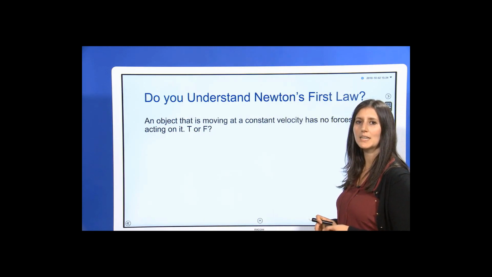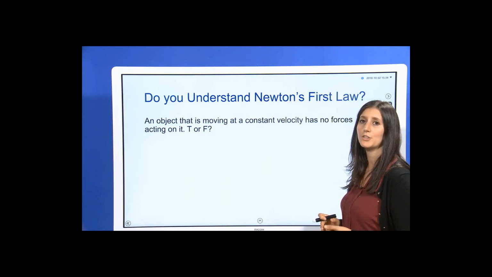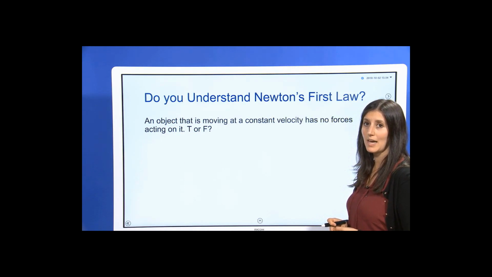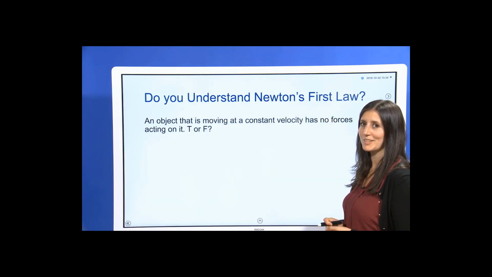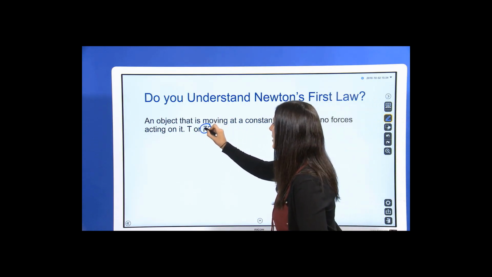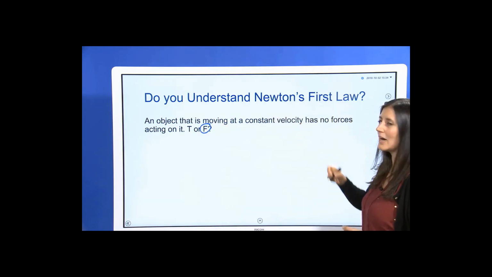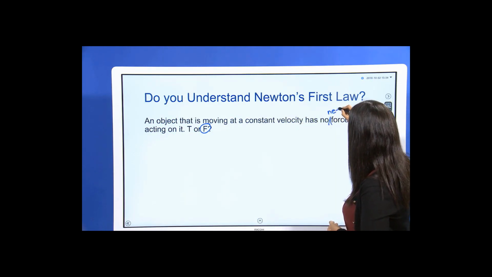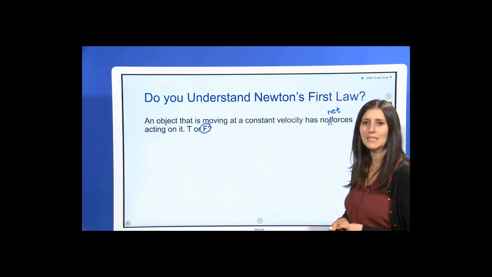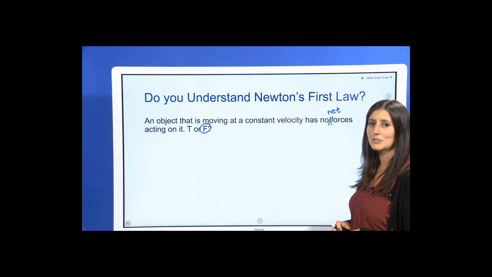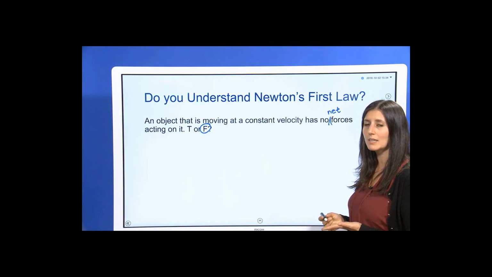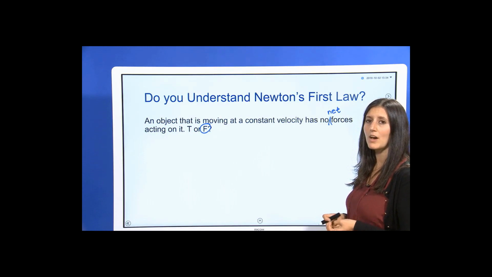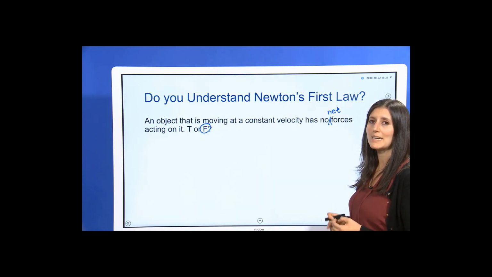Next question. An object that is moving at a constant velocity has no forces acting on it. Is that correct? No, it's false. If an object is moving at a constant velocity, that implies it has no net force acting on it. So if I put in the word net, that would correct the statement. It has no net force, but that doesn't mean it has no forces. Something moving at a constant velocity has forces on it because every object has a force of gravity at least. So there must be forces acting on it, but they all balance one another out. So there's no net force.